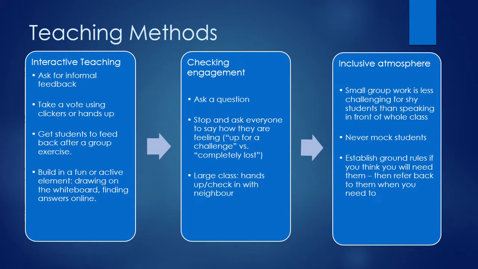You can also check engagement with students. You can build in things in your teaching methods. So you can ask a question, see how people answer. You can stop and ask everyone how they're feeling. So you can say, are you up for a challenge, or are you completely lost? Hands up if you're one, or hands up if you're the other, and just kind of directly asking, are you engaged? Because students can be surprisingly willing to say, oh, I'm not engaged, and here's what I need for me to be engaged, and that's really useful.